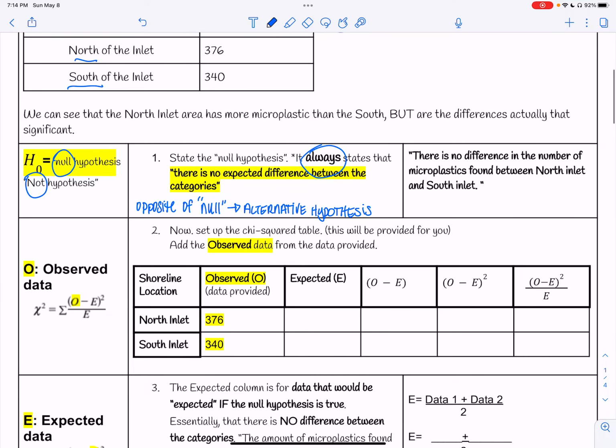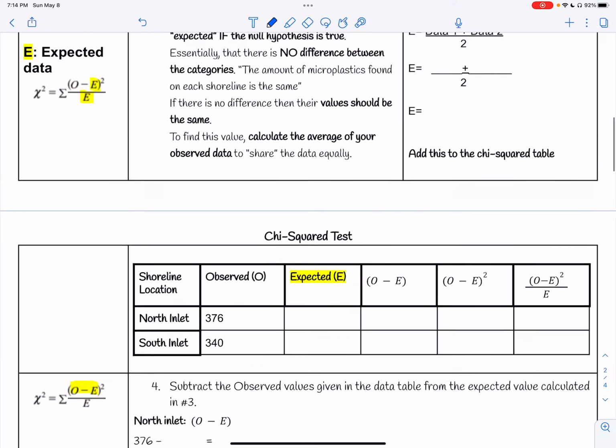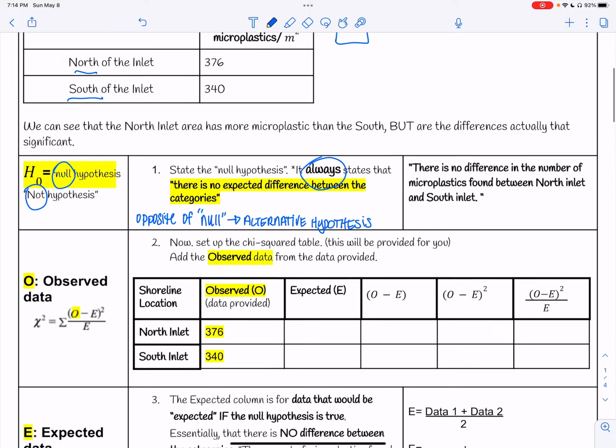All right, you will be given a table, but in this one, I just kept adding to it and just duplicated that same table.